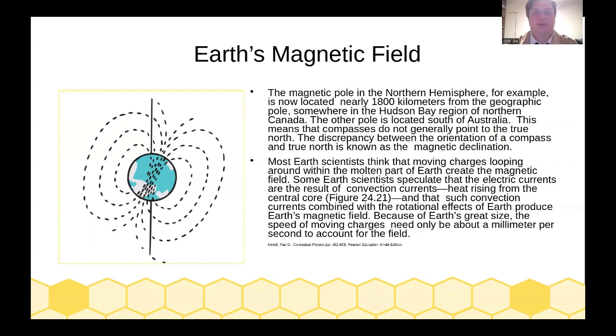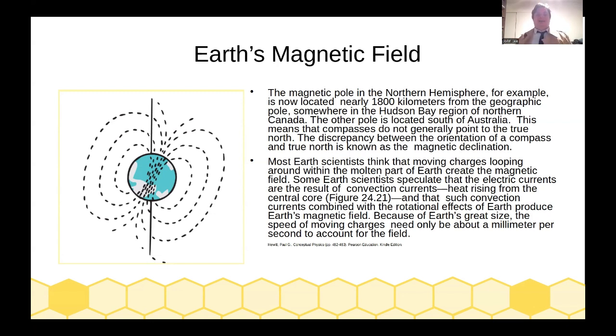To finish up, we are going to talk about the fact that the Earth itself has a magnetic field, which is why compasses are able to work the way they do. That is why compasses are able to point north or south and tell you which direction you're going. So the magnetic pole in the northern hemisphere is now located about 1,800 kilometers from the geographic pole, somewhere in the Hudson Bay region of northern Canada. The other pole is located south in Australia. This means that compasses do not generally point to the true north.